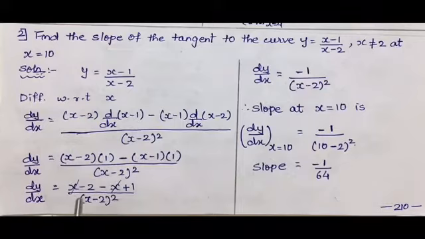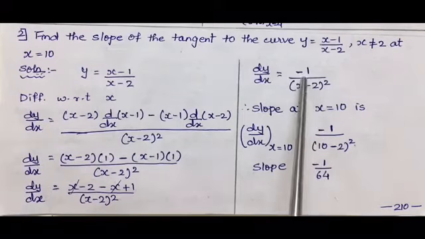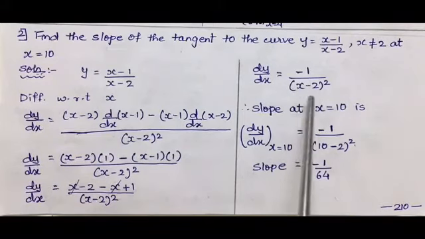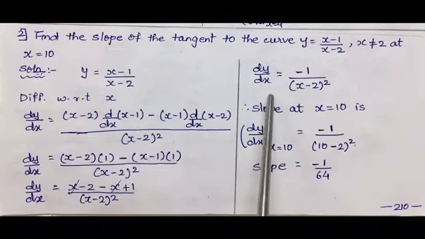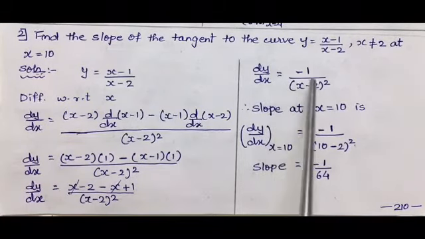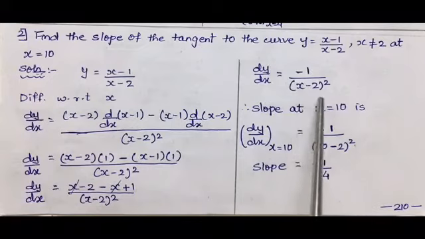Opening the brackets, we get x minus 2 minus x, and minus minus makes it plus 1, whole divided by x minus 2 whole square. Now cancelling x and minus x and calculating minus 2 plus 1 gives us minus 1 upon x minus 2 whole square. So the slope becomes dy by dx is equal to minus 1 upon x minus 2 whole square.